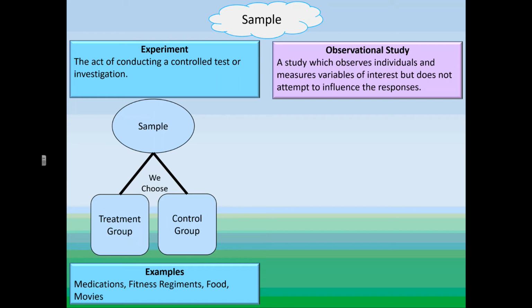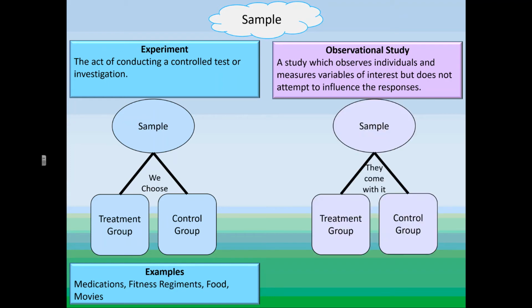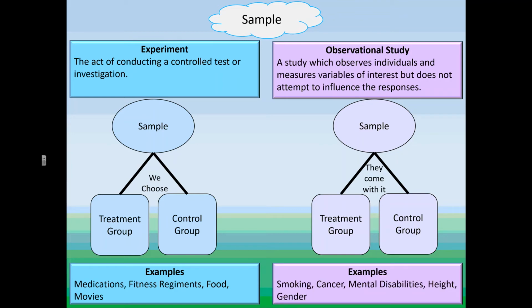In an observational study, the people in our sample come with certain things. So they already are in a treatment group or control group. We just have to look and watch and see what happens. We cannot attempt to influence any of the responses or the results. This would be something like smoking, cancer, mental disabilities, height, gender. Those things, they come with it. The people come with those specific issues or things or identifying markers.